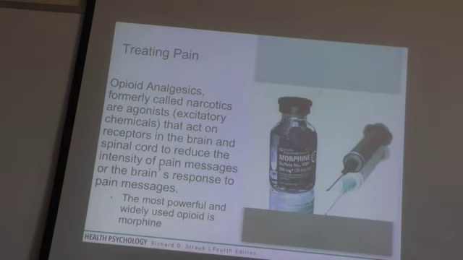Opioid analgesics, formerly called narcotics, are agonists, excitatory chemicals that act on the receptors in the brain and spinal cord to reduce the intensity of pain messages or the brain's response to pain messages. The most powerful and the most widely used of the opioids is morphine.